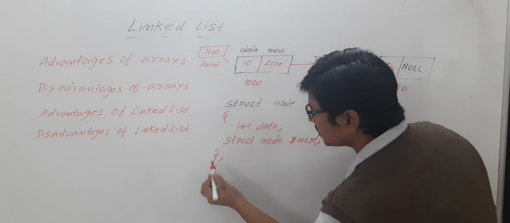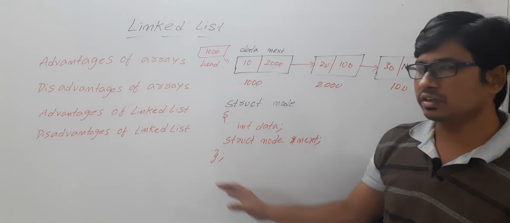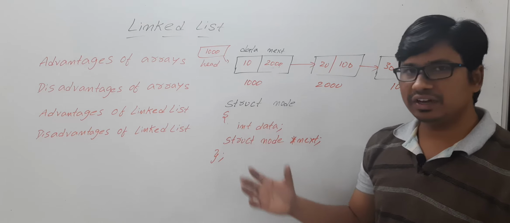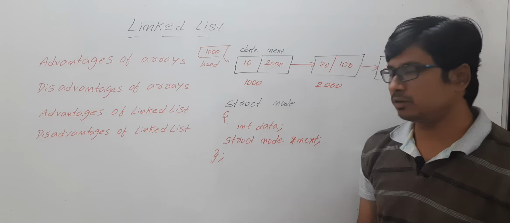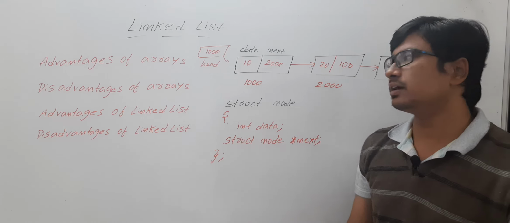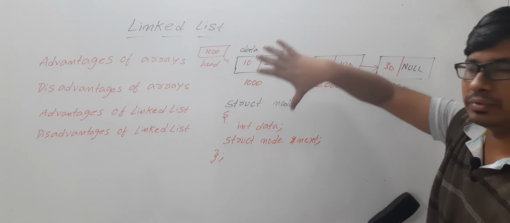You close the curly braces, which means you are writing the semicolon. So this is the definition of a structure. If you define a structure, memory will not be allocated. You have to declare a variable, then only memory will be allocated. Is it clear? So this is the way the linked list will be represented.